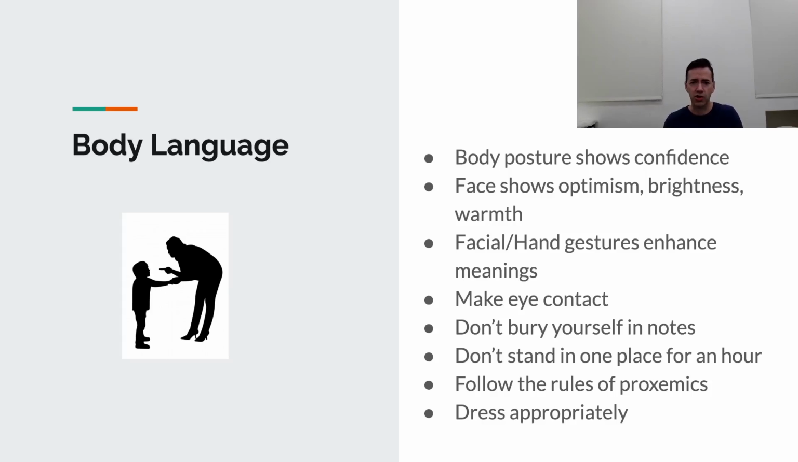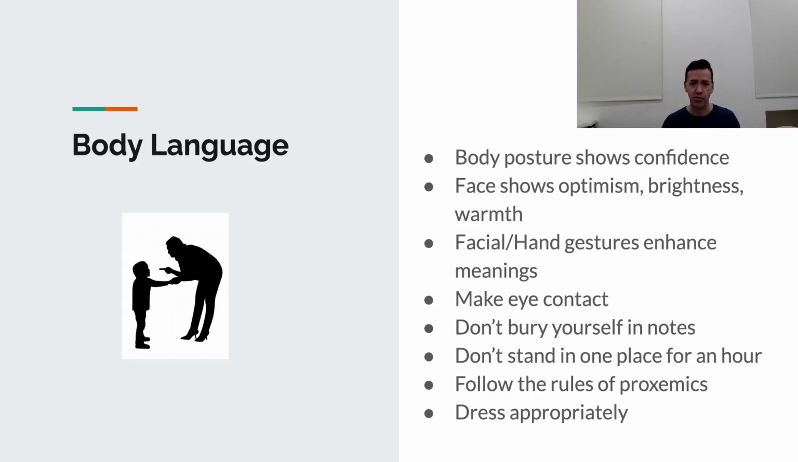Okay, body language. So your body posture is very important. It can show confidence. If your face shows optimism, brightness, and warmth, that is a great way to create the type of environment that you want. Your facial and hand gestures enhance your meanings. And when teaching English, you should always be using your hands. When I say the word write, I write. And look, you can do some actions as well. It helps those lower level learners.